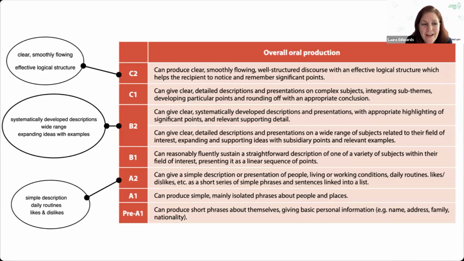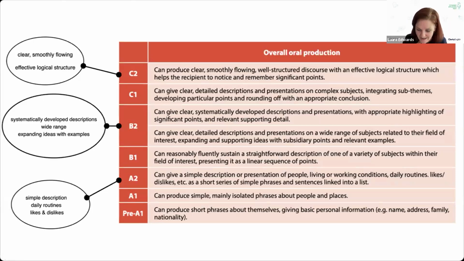Yeah, so you get the idea. You can start seeing the words here we can relate, like the A level, simple, daily routines. The B level, they're systematic, thought out, planned, developed, maybe a wider range. They can expand ideas with examples, maybe anecdotes. And then at the higher level, you have this smooth flowing, clear, effective logical structure. So that is just one of these very general descriptors of competence.